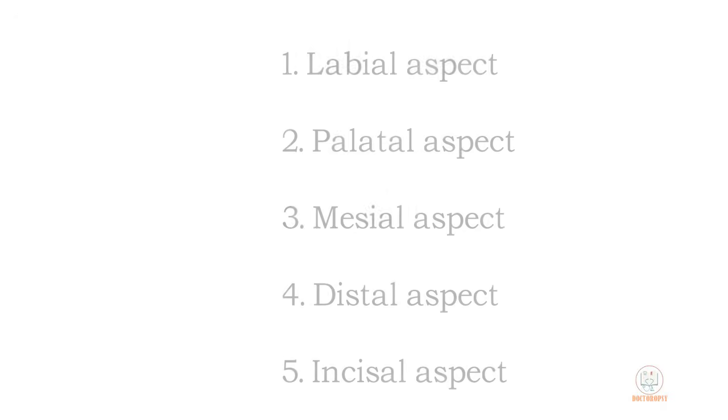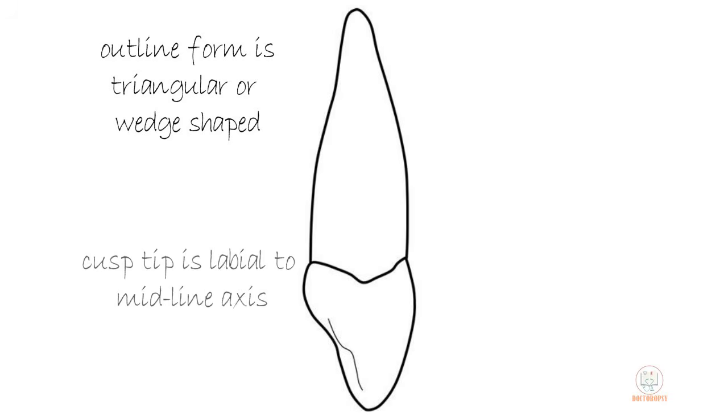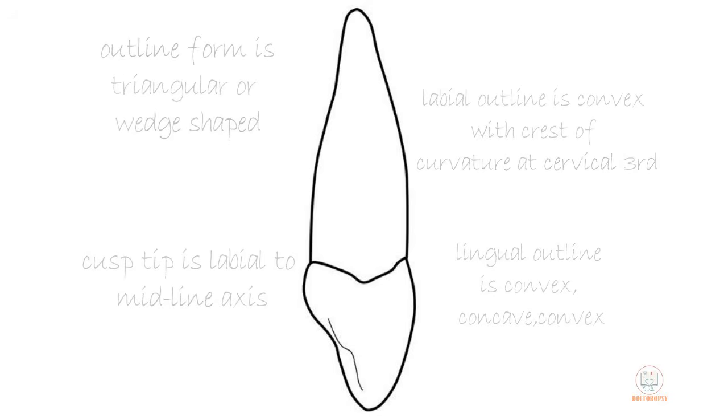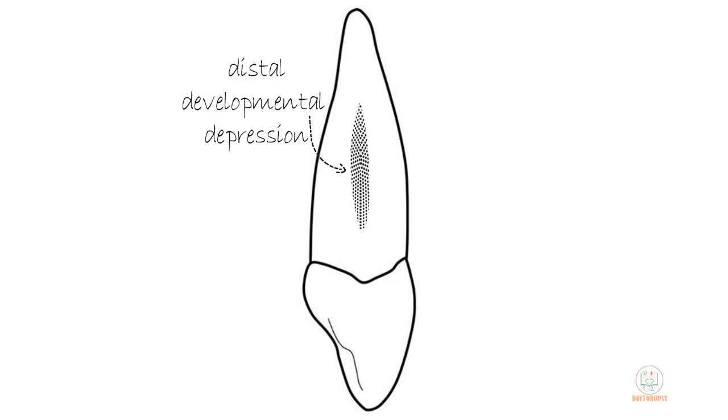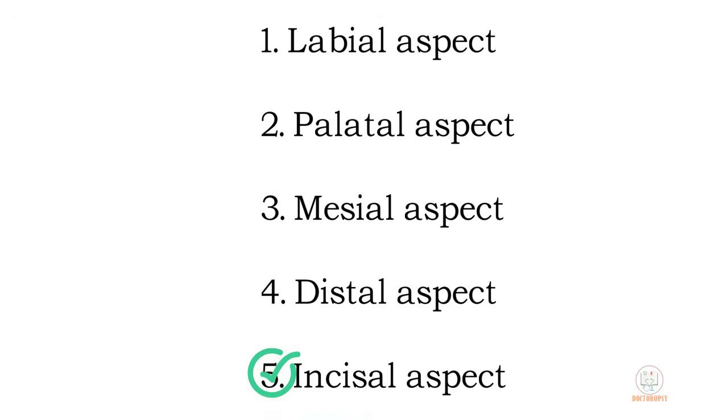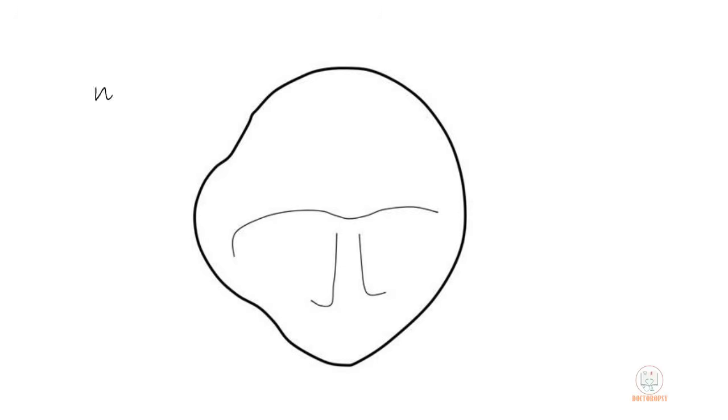Now the distal aspect. The distal aspect is exactly the same as the mesial aspect. Only the distal developmental depression on the root is slightly deeper than the mesial developmental depression. Lastly, the incisal aspect. As with all permanent teeth, no part of the root is visible from the incisal aspect.